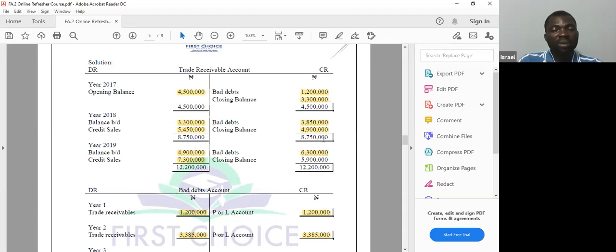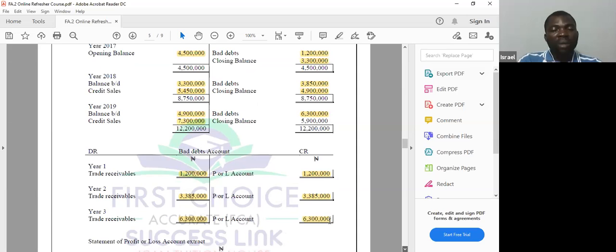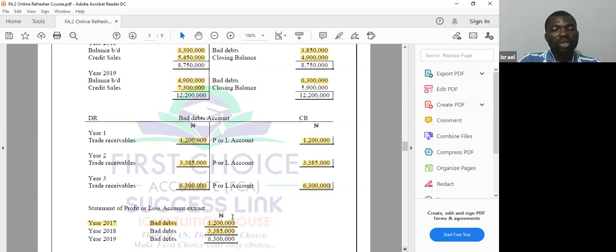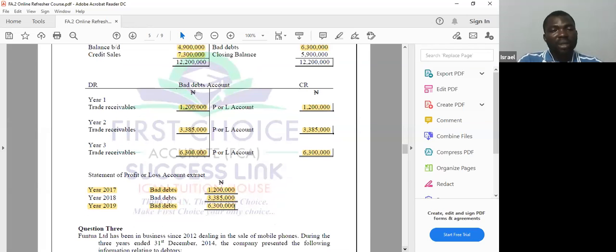Then you write off your bad debt. You reduce your trade receivables by your bad debt, by putting it into the bad debt account, and trade receivables to be 6.3, and the profit or loss account. So that's where we have it there, and it is used to reduce the gross profit. So that's that about that.